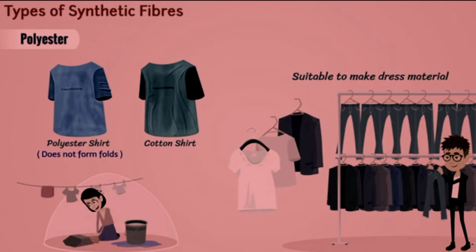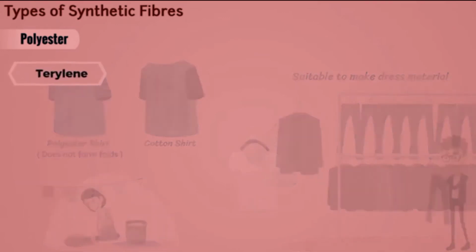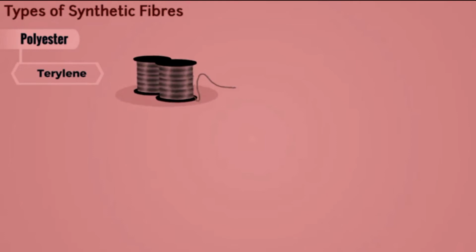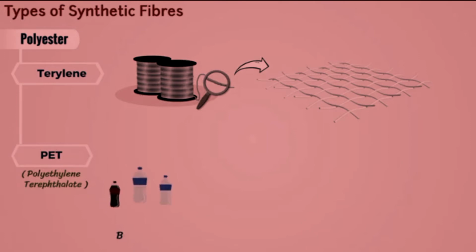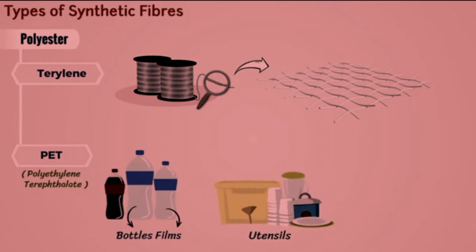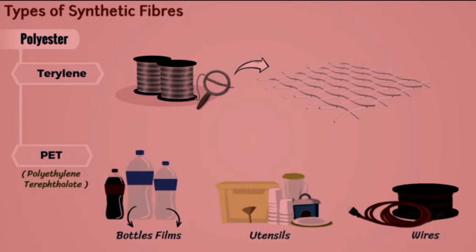One of the popular polyester fibers, terylene, is an important one. Terylene fibers are very fine and these can be woven like any other yarn, that is, thread. PET is a form of polyester that is used to make bottle films, utensils, wires, and other useful products.